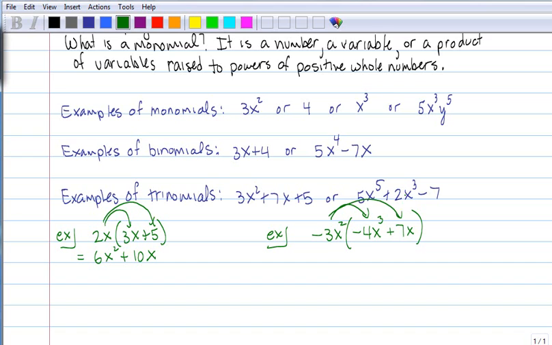Let's give a little harder example, doing the same thing, using the distributive property. Take this monomial, multiply it by the binomial. You would get negative 3x squared times negative 4x cubed, which is 3 times 4 is 12x, and we learned that we add the exponents in the first chapter, so that would be 12x to the fifth.